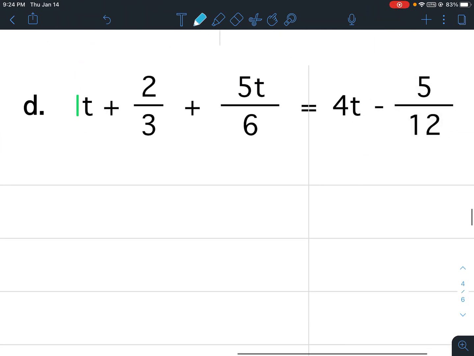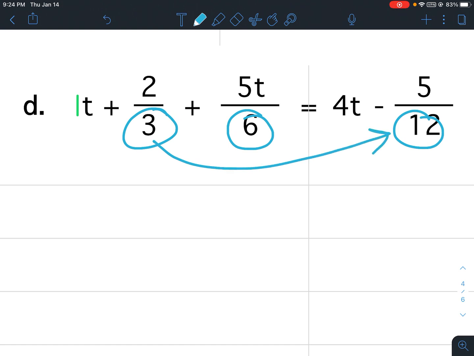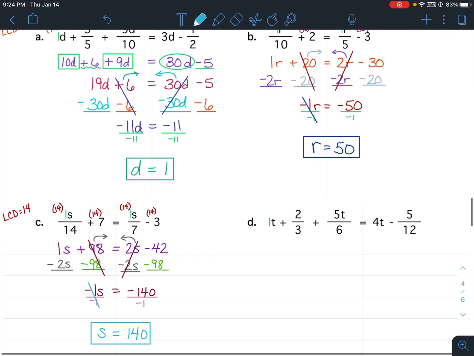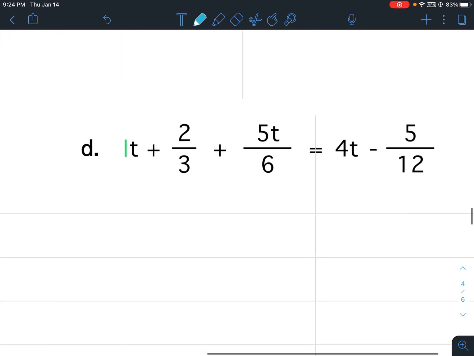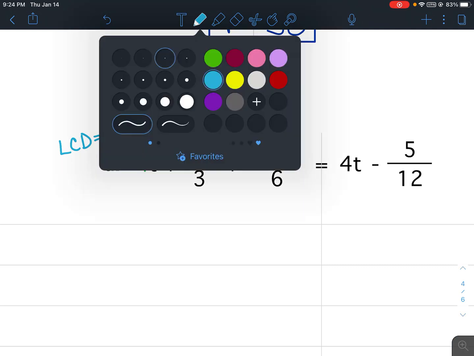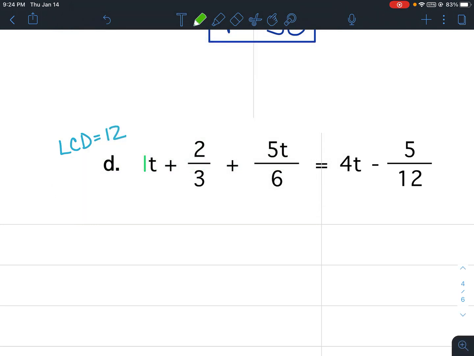D. My denominators are 3, 6, and 12. Does 3 go into 12? Yes, it does. Does 6 go into 12? Yes, it does. So once again, I actually made these too easy for you. Every single problem, the LCD happened to be the larger number. It just happened to work out that way. So my LCD is 12. All right, so I'm going to multiply every term by 12. I'm going to distribute the 12.